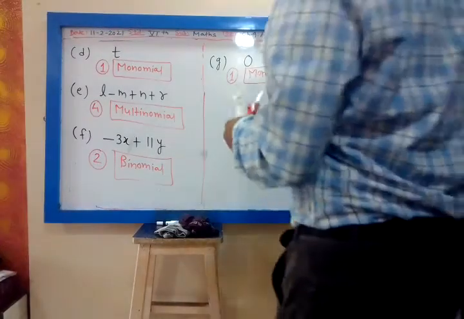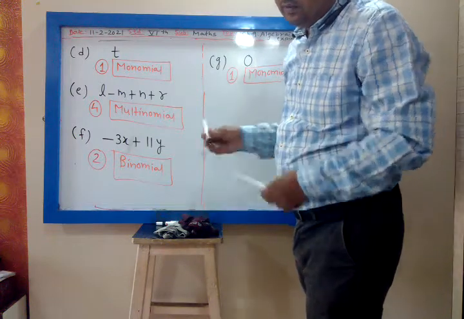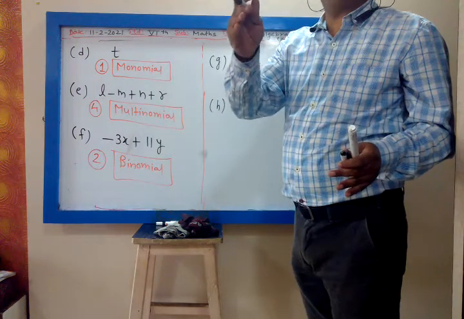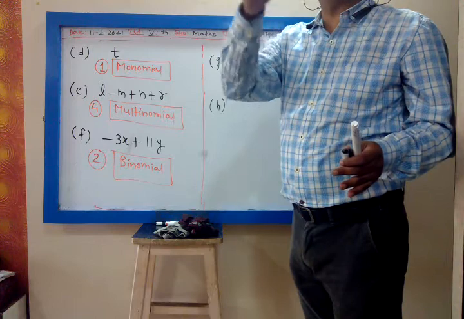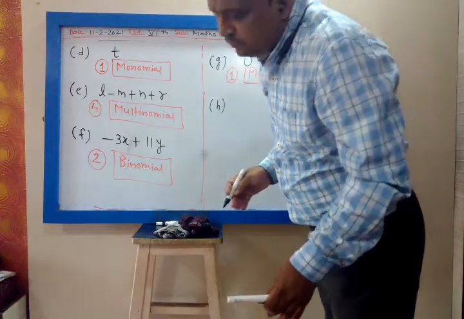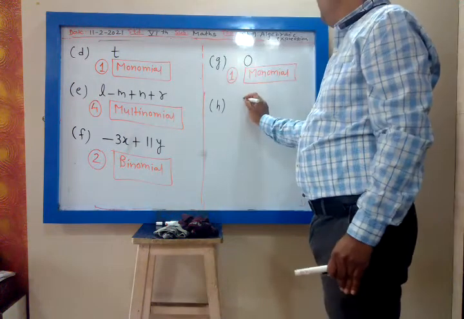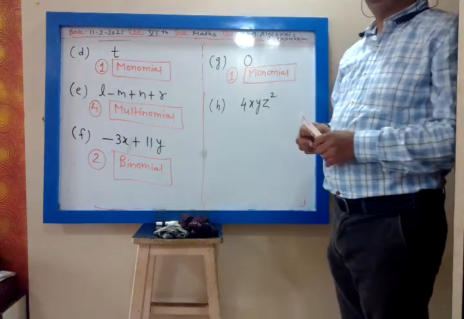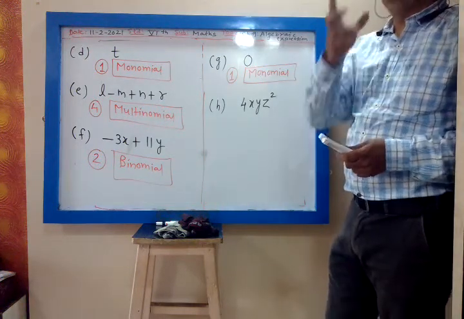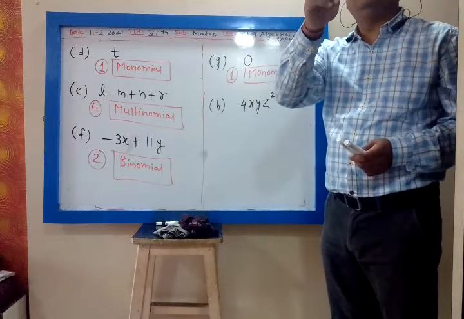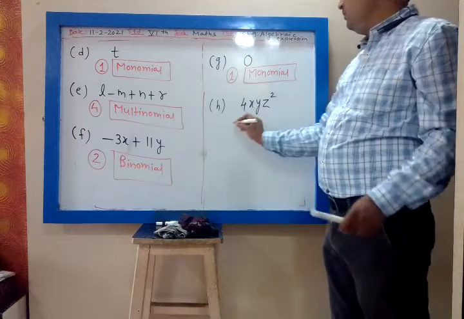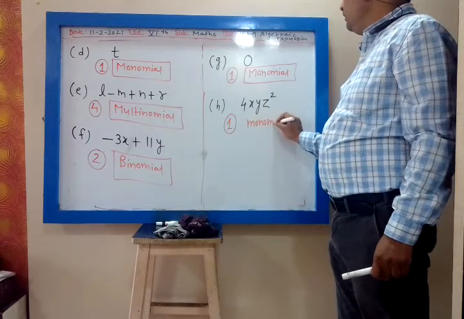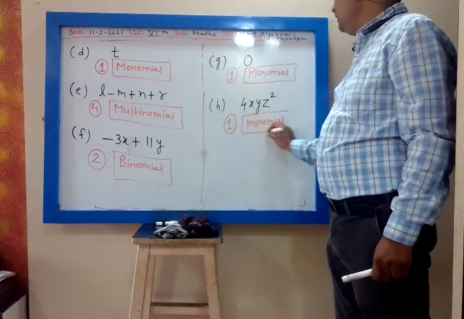Right. Then H. You see on the board. I will write 5, but again 5 will also be known as multinomial. H is 4xyz square. How many terms are there? One term. So it is monomial.